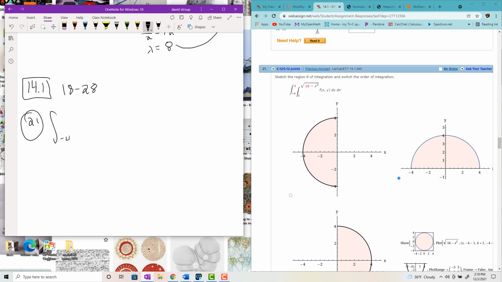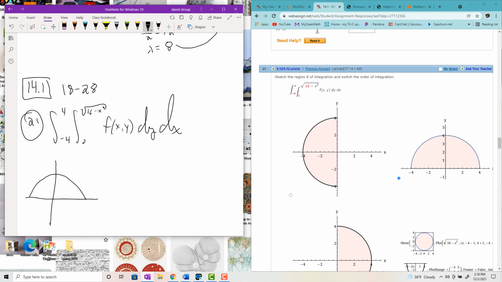So I have negative 4 to 4, and then the integral from 0 to the square root of 16 minus x squared, f of x,y, dy dx. So first sketch it. So y equals 0 to y equals square root of 16 minus x squared is that region. And then negative 4 to 4 on the x-axis will give you the whole half circle, that region.